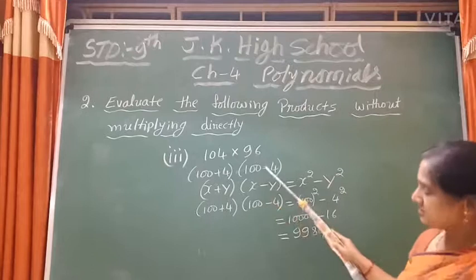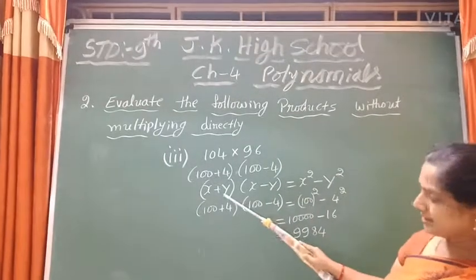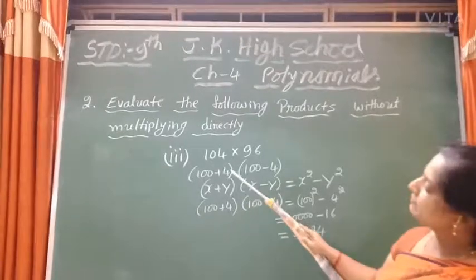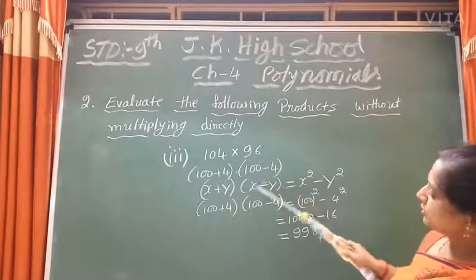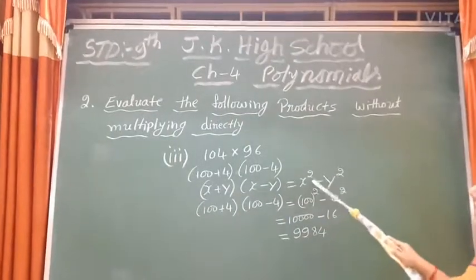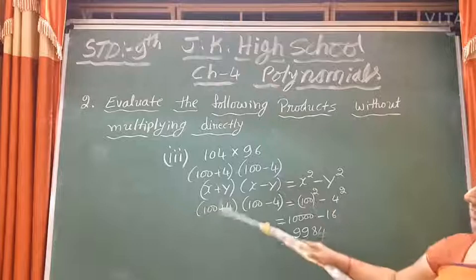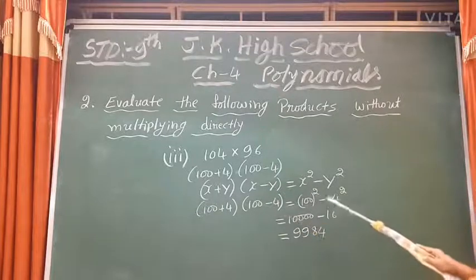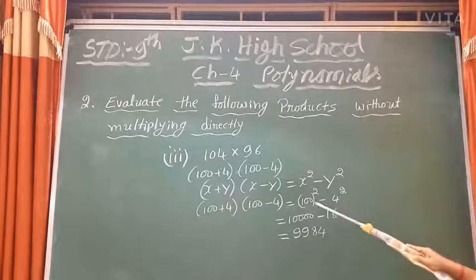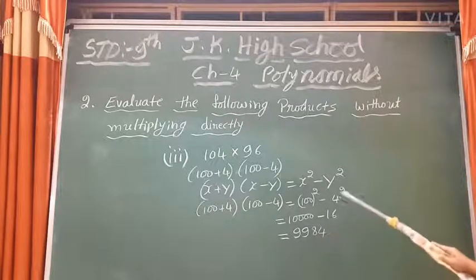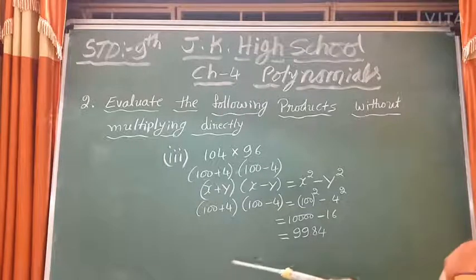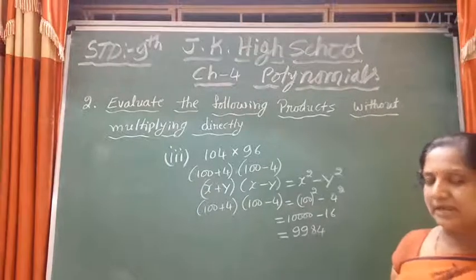Now this question is according to this identity. You observe the LHS side, in place of x, 100 is there, and in place of y, 4 is there. So I can use this identity, that is (x plus y) into (x minus y) is equal to x square minus y square. Children, I can substitute the values in place of x and y, x value as 100 and y value as 4. So 100 square is 10,000 and 4 square is 16. If I subtract, then I am going to get 9,984. Okay children, practice daily maths.